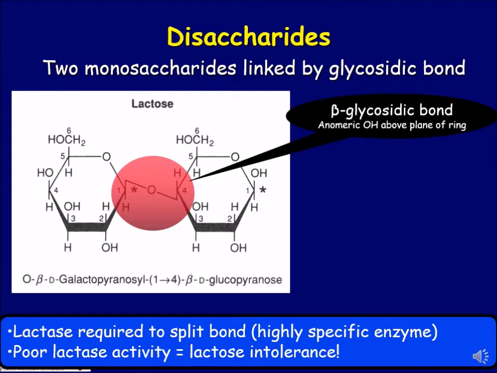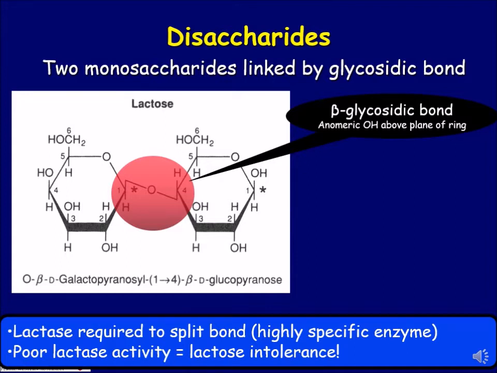But in this case, have a look at the glycosidic bond joining these two sugar molecules together. You can see that it doesn't have that same U shape as the alpha glycosidic bond for sucrose. In this case, it's got a zigzag structure, which is a beta glycosidic bond. So effectively the anomeric hydroxyl group lies above the plane of the sugar ring.